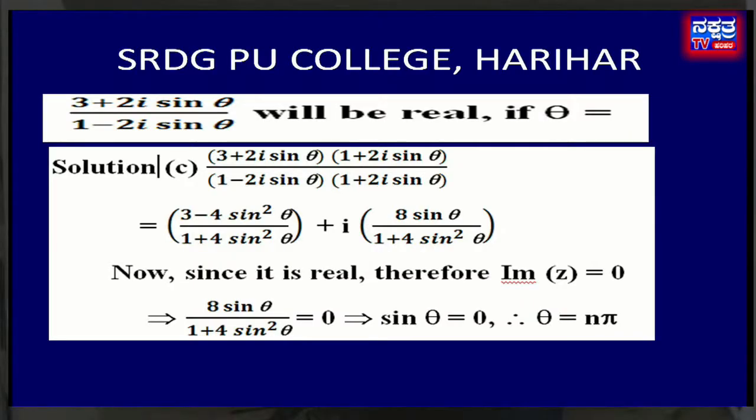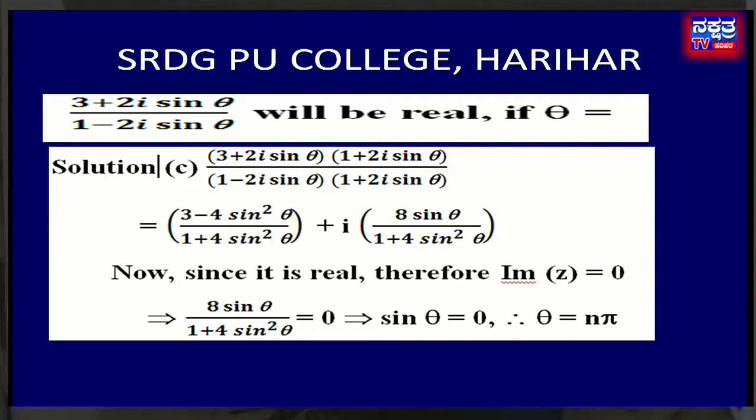Here they solved by multiplying with its conjugate. There we are getting the real part (3 minus 4 sin square theta) by (1 plus 4 sin square theta), and the imaginary part is 8 sin theta by (1 plus 4 sin square theta). Now since it is real, the imaginary part of z equals 0. What is the imaginary part of z? It is 8 sin theta by (1 plus 4 sin square theta) equal to 0. That implies sin theta equal to 0. So when sin theta equals 0, theta equals n pi.